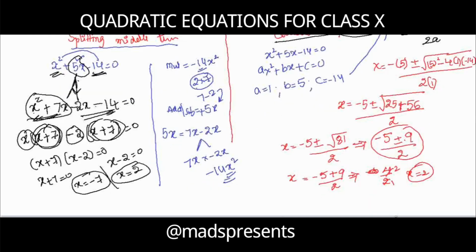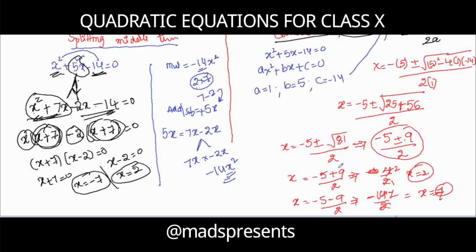Similarly, if I go with minus, x is equal to minus 5 minus 9 by 2, which gives minus 14 by 2, which is minus 7. Already minus is here. So x is equal to minus 7.